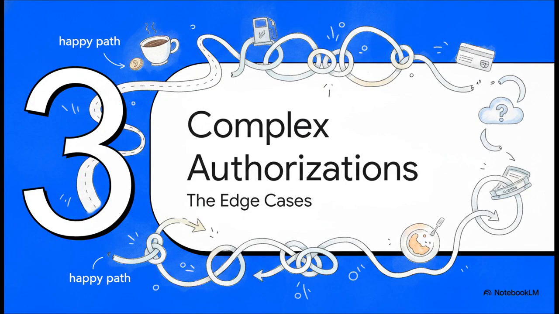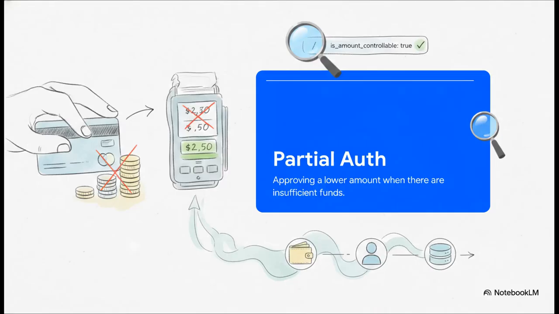Which brings us to part 3, navigating complex authorization types, or, as I like to call it, the edge cases. So far, we've basically been talking about the happy path, right? Buying a coffee for a fixed, known amount. But the real world is messy, and we have to handle those edge cases. Let's start with partial authorizations.